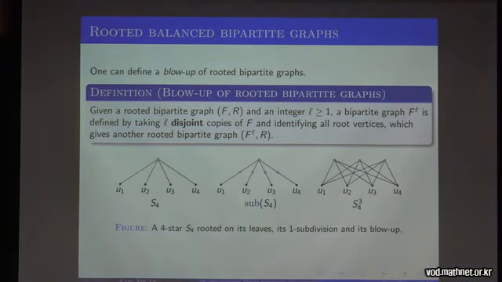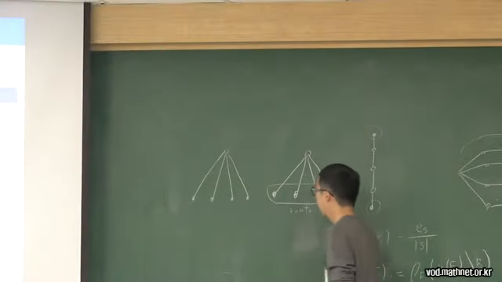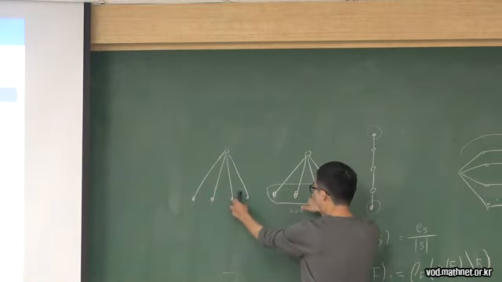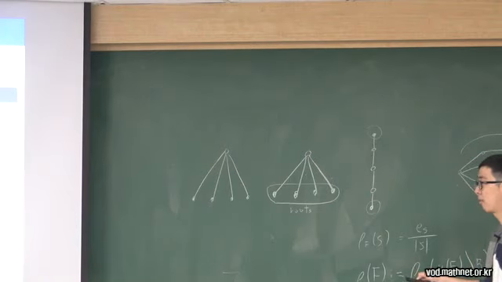So we may consider a so-called blow-up operation on rooted bipartite graphs. Given any rooted bipartite graph F, we may consider the L-blow-up by taking L disjoint copies of F and identifying all root vertices. Let me give an example. We have a 4-star, which is a balanced rooted bipartite graph with 4 roots, which are its 4 leaves, and its blow-up is constructed by taking disjoint copies of 4-stars, and when you identify each of the root vertices, we have this graph.